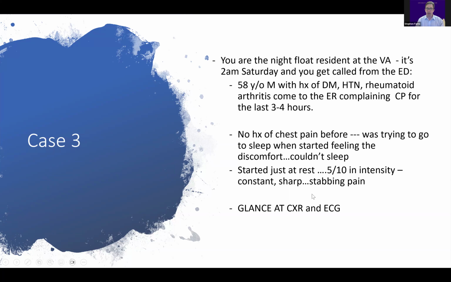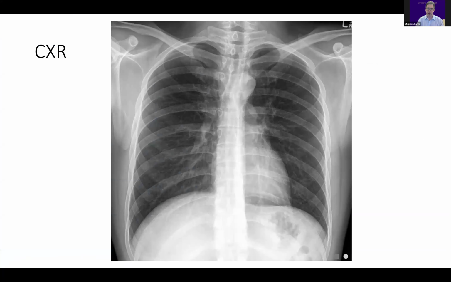And then importantly, when you get a history, this is the history you get. It hurts, okay, and it just happened at rest, so that's why the person came in, because it was weird and new. It's constant, it's sharp, and it's stabbing. So we look at the chest X-ray and the ECG. I would advise you guys, just like you're going to look at your chest X-ray, look at your ECG, okay? That's how you learn.